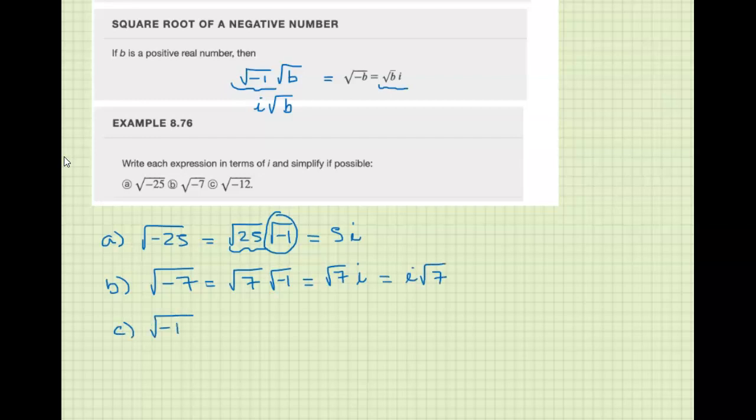Right, square root of -12. Square root of 12 times square root of -1. Square root of 12 is the square root of 4 times 3. So this is 2 square root of 3 i. And sometimes you see it as 2i square root of 3. So again, it doesn't matter where you put the i, it's multiplication. It's just different ways that people write them.